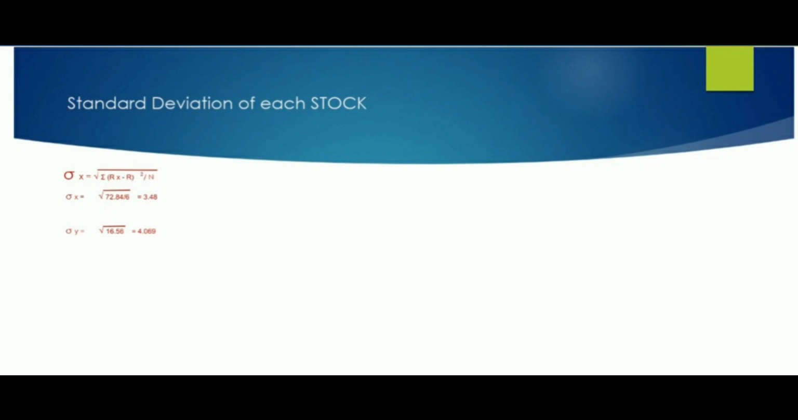So we'll use this formula. Sigma X is equal to under root of summation of (Rx minus Rx bar) whole square divided by N, and similarly for Y also, under root of summation of (Ry minus Ry bar) whole square divided by N. Put in the values and we'll get the answer for the standard deviation of each stock.